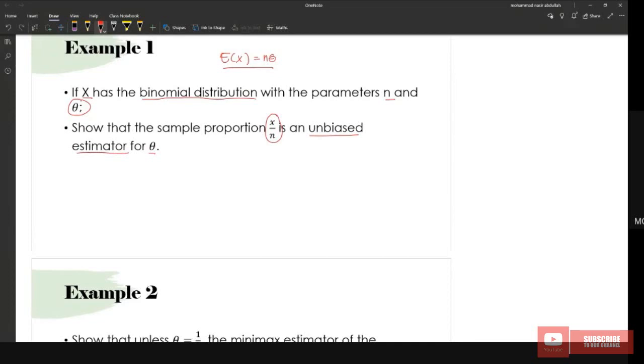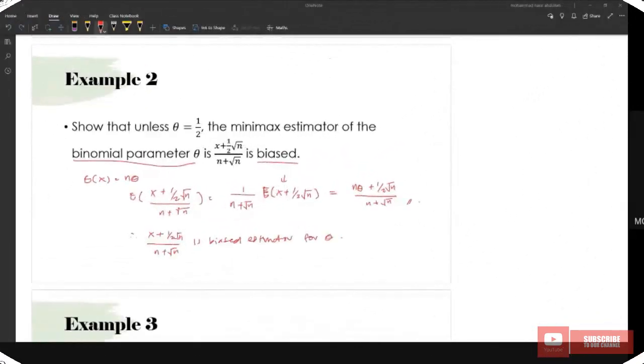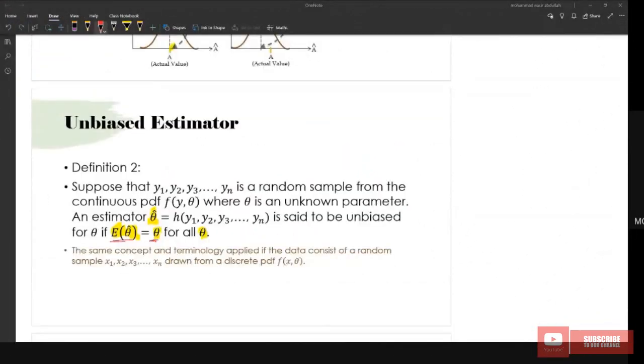So since we know the expected value of X is equal to n theta, the expected value of X over n should be equal to 1 over n multiplied by n theta. So this one should be equal to theta, right?